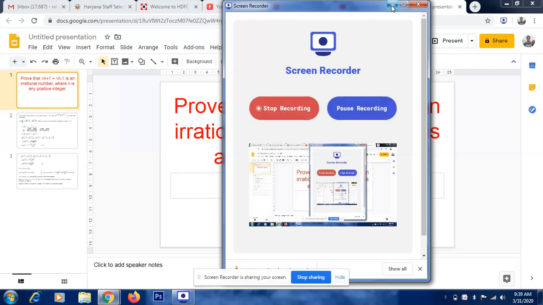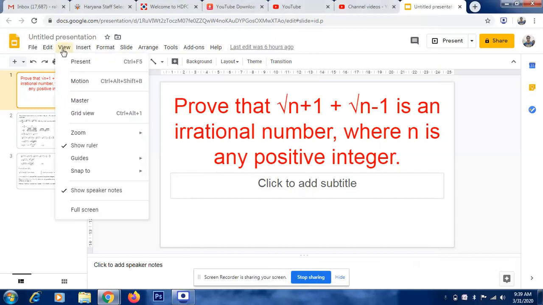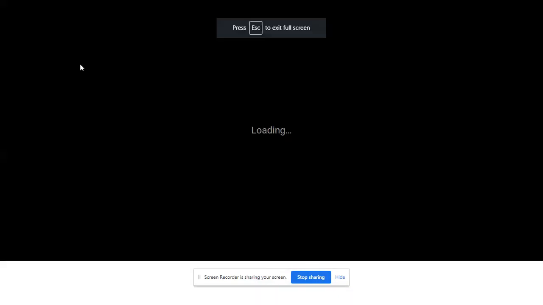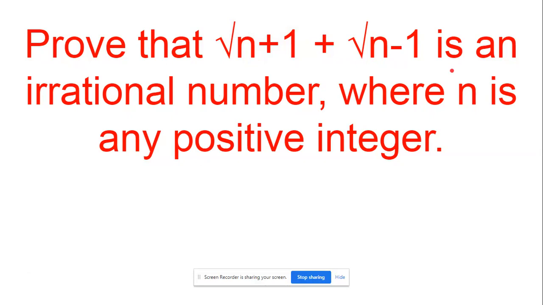Good morning, students. Today we have a very important question from board point of view. That is, you need to prove that square root of n plus 1 plus square root of n minus 1 is an irrational number where n is any positive integer.